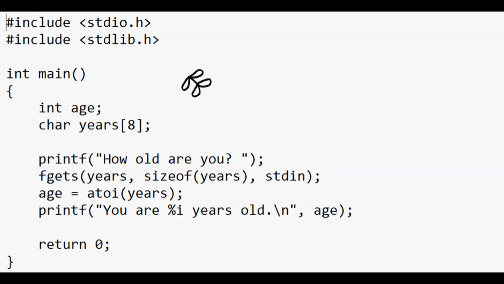Next, we see the main function. This is the entry point of the program. Execution starts here. It returns an integer, typically 0, to indicate successful execution.